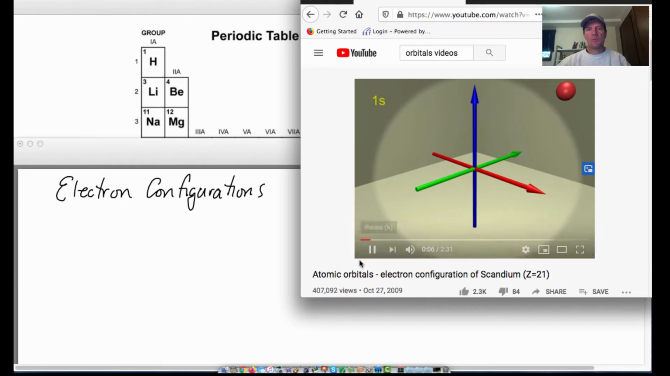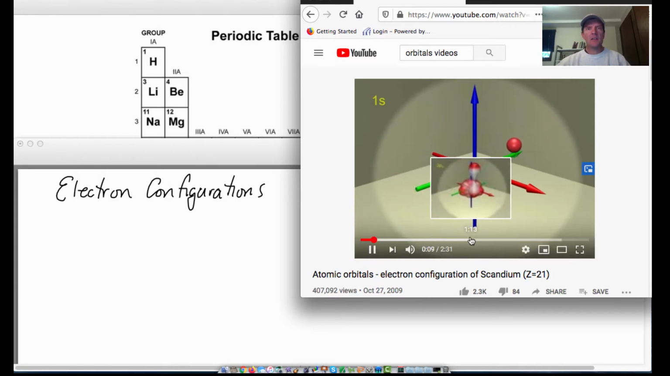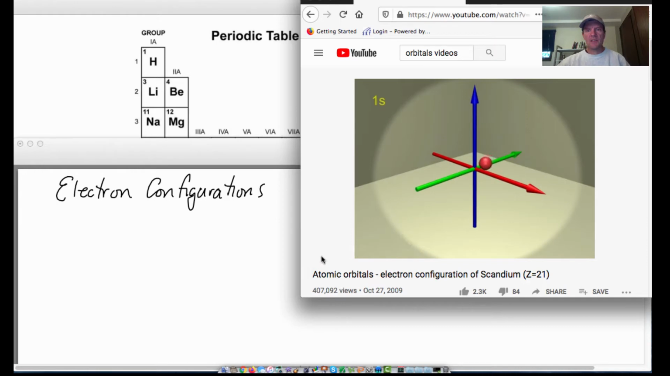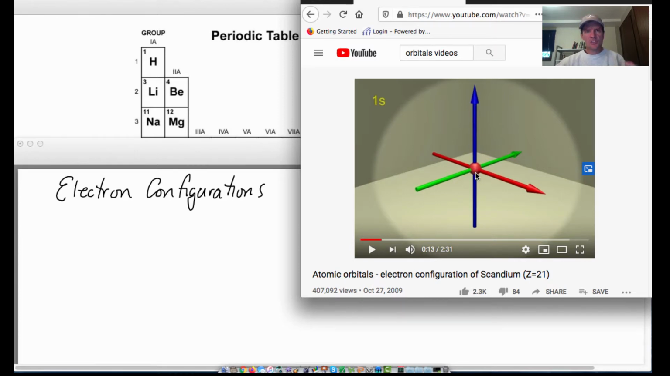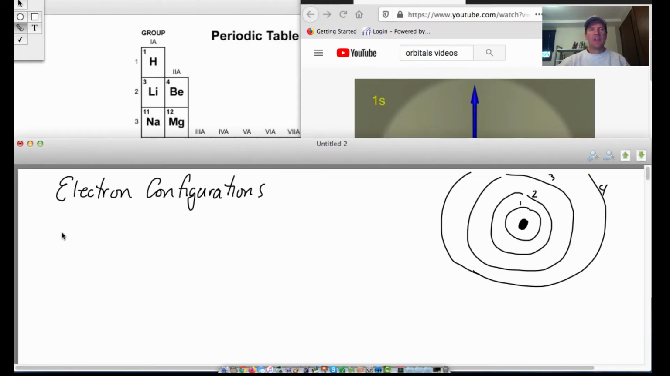Here's what that one shape looks like. It is a spherical shape, okay? Just like that. So that one shape right there, that spherical shape closest to the nucleus at the first energy level, we are going to call that 1s. 1 for first energy level, S for sphere. Okay? So we have 1s. That is the shape that is closest to the nucleus where the maximum of 2 electrons can hang out. You can have a maximum of 2. Okay?